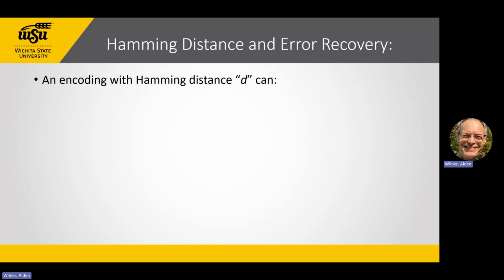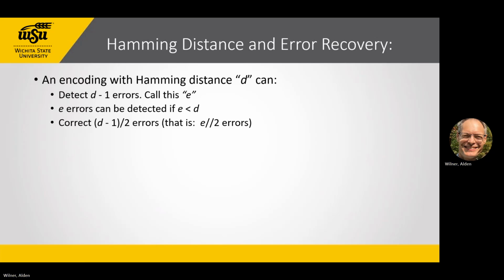A code with Hamming distance D can detect D-1 errors. We'll call this E, the number of errors we can detect. E errors can be detected if E is strictly less than D. That's straightforward. It can correct (D-1) over 2, that is, floor division by 2.